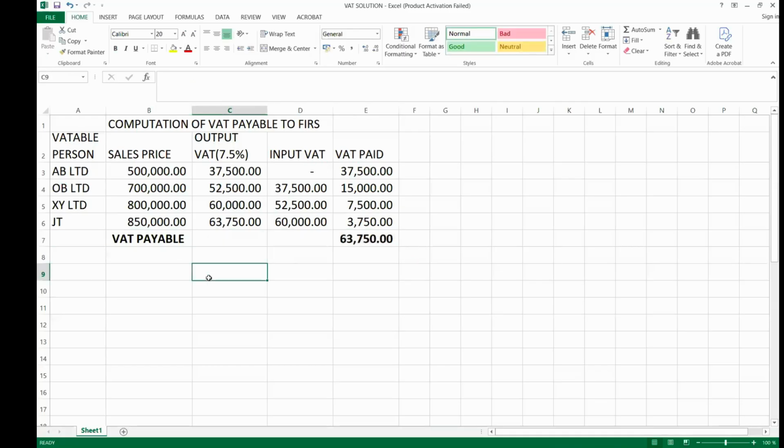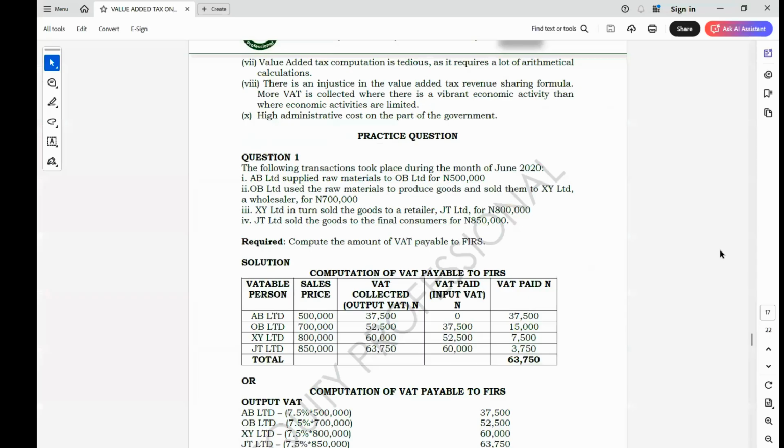But it's not going to be paid at once. It's going to be paid by each of these agents to the various relevant tax authorities. But this 63,750 will now be borne by the final consumer. So the final consumer will be the one who bears the final burden of value added tax. So that is how to calculate value added tax when you have a chain of distribution.